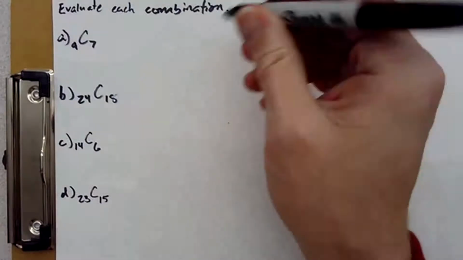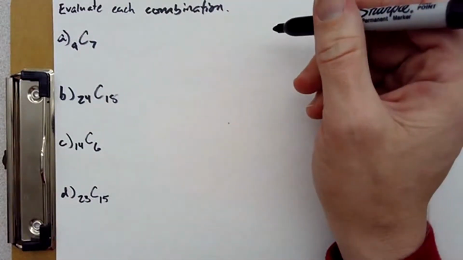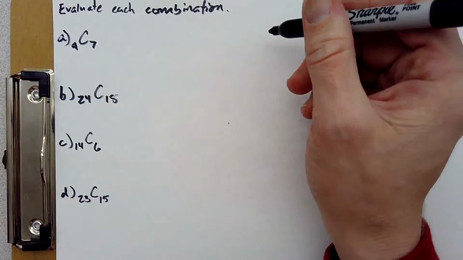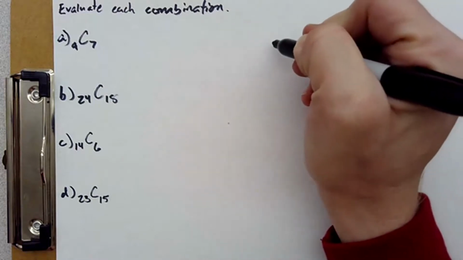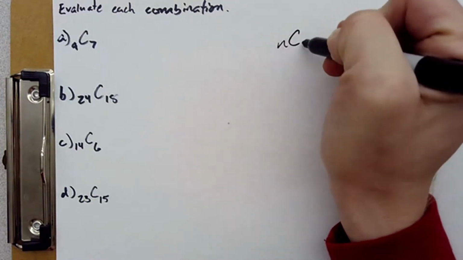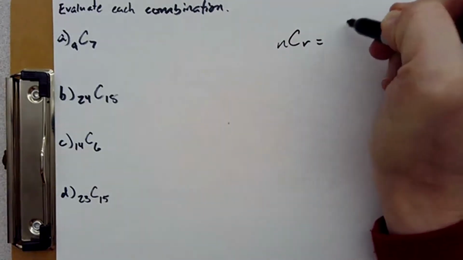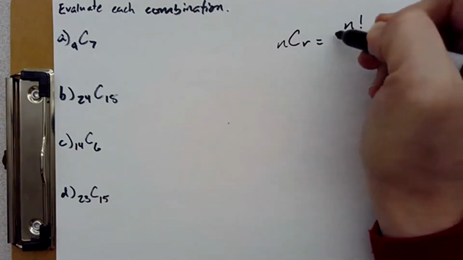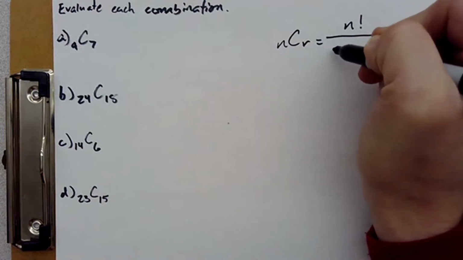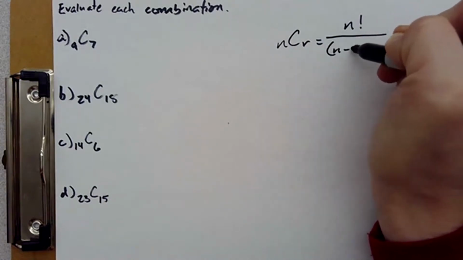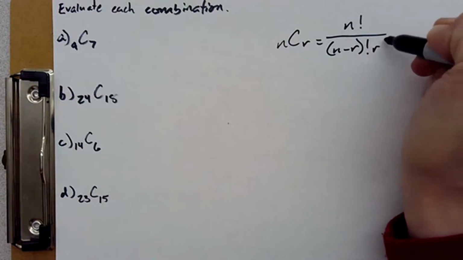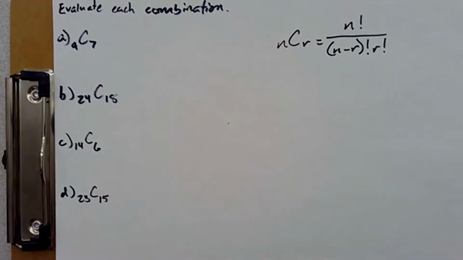Okay, evaluate each combination here. Now, combinations have a different formula from permutations. The formula for n choose r is n factorial divided by n minus r factorial times r factorial. This is because in combinations, the order doesn't matter. In permutations, order does matter.